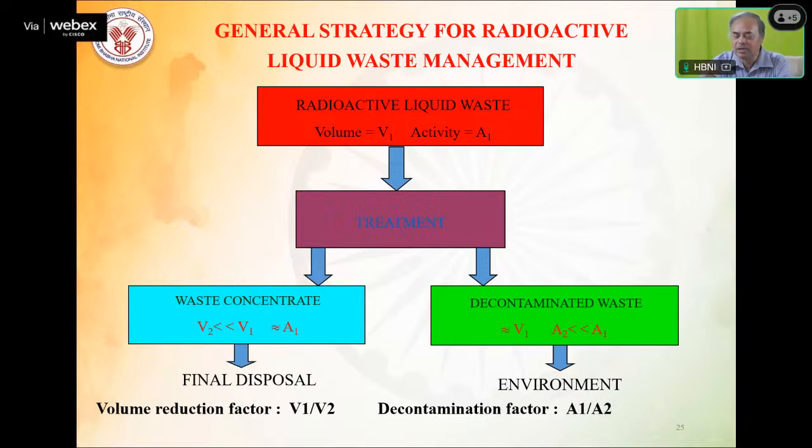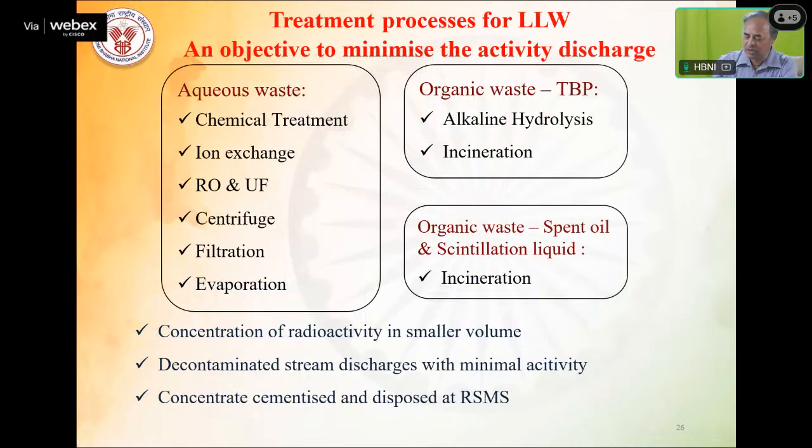And the decontaminated waste, that is the liquid waste which is decontaminated, means radioactivity has been removed. So their volume is the same, but activity is brought down drastically. So in the decontamination factor DF, A1 is higher, A2 is very, very small. So DF should be as high as possible, and VRF should also be as high as possible. That is VRF for the activity concentrate and DF for the decontaminated liquid waste.